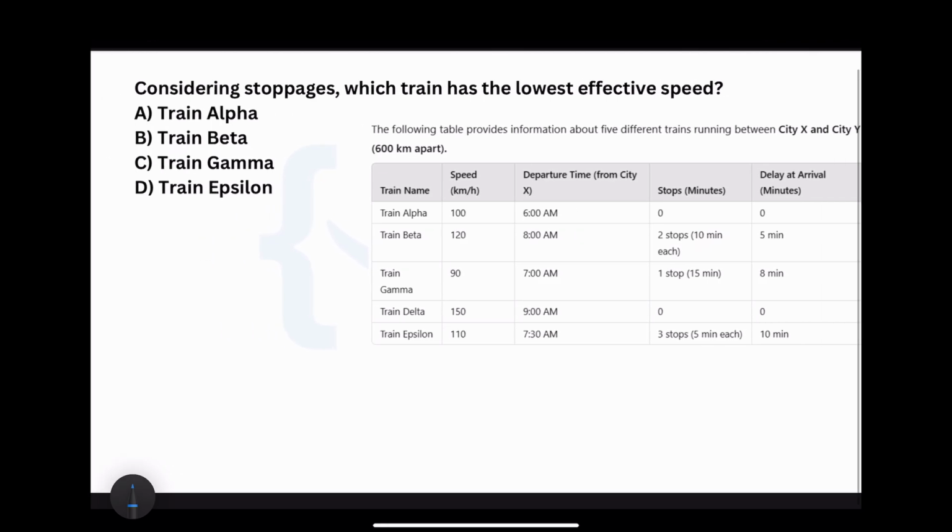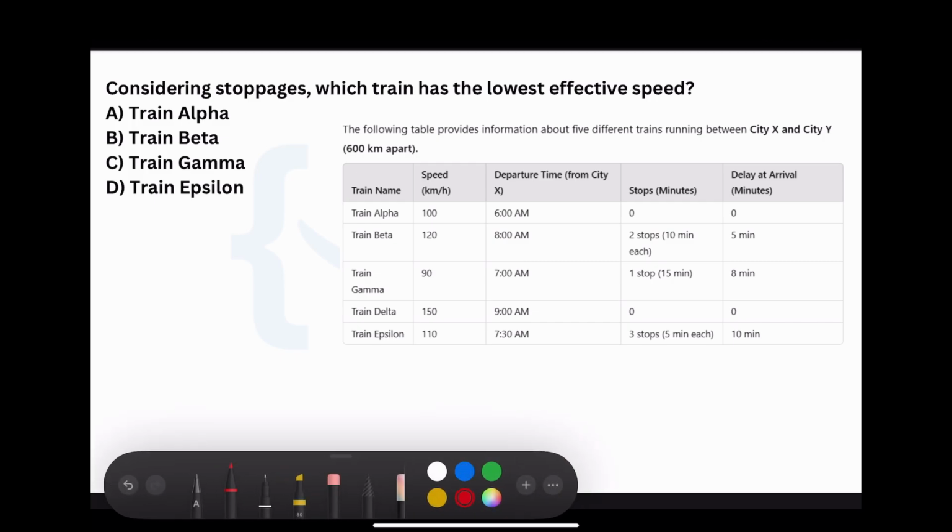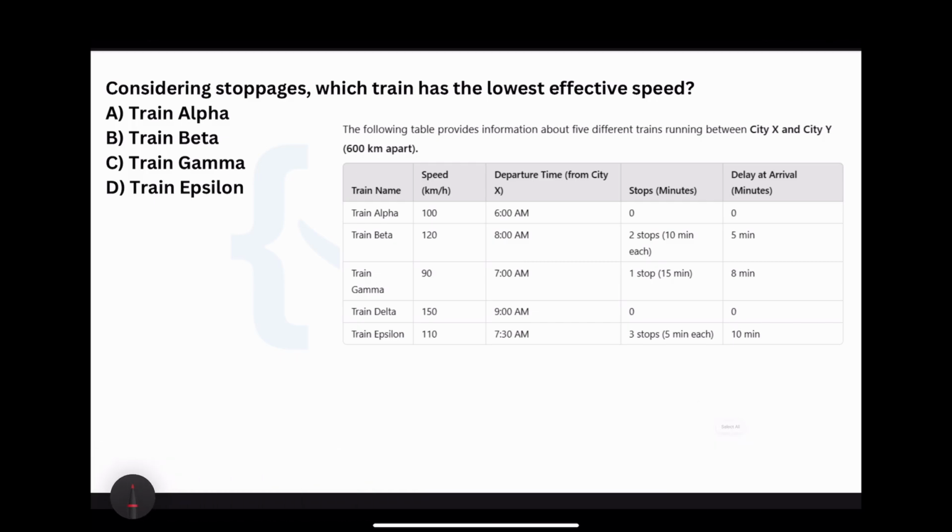Now I want all of you to solve this question. Pause the screen and solve this question right away, because this question doesn't ask you a lot of things. Okay, this is a very easy question. I hope you will be able to. If not, now let's solve this respectively. So consider stoppage, which train has the lowest effective speed? If they ask you about speed, I know it will be distance by time, isn't it?